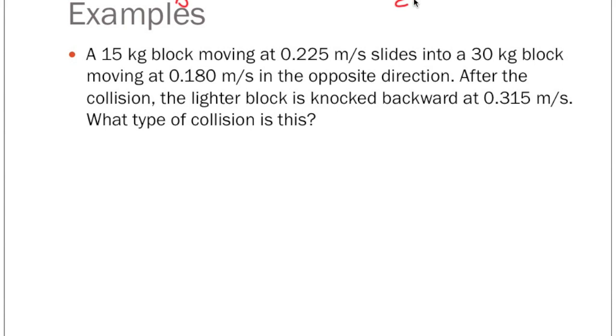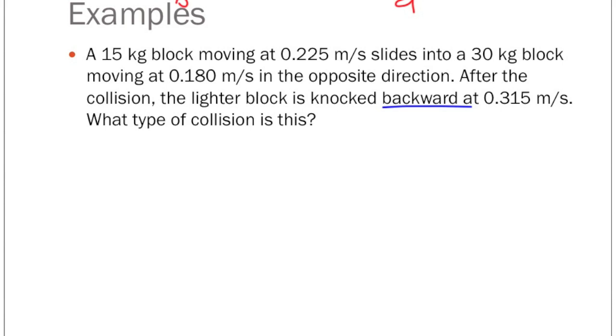Then if we look at the after-the-collision situation, we have our 15 kilogram object. It says it is knocked backwards at 0.315. It was moving to the right, now it would be moving to the left in the way we set this up, at 0.315 meters per second. And then the other block, well, it doesn't tell us. Our other block, which is still 30 kilograms, we don't know which direction it's going. We don't know its speed either, so question mark on that one.